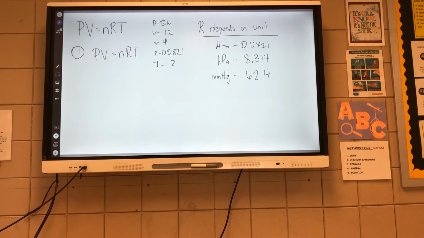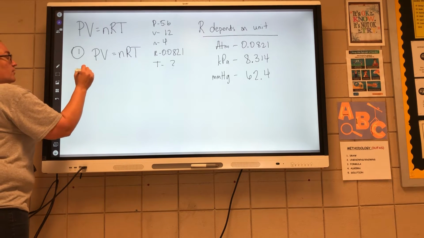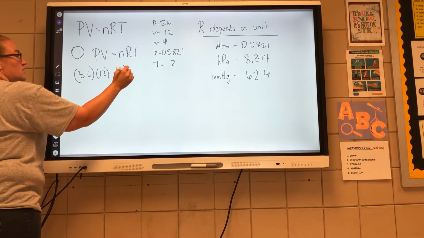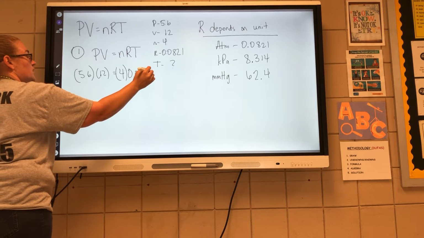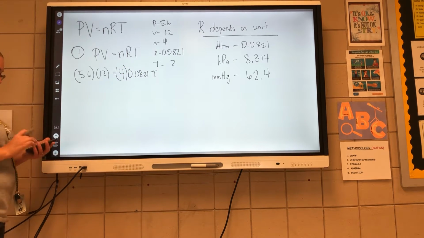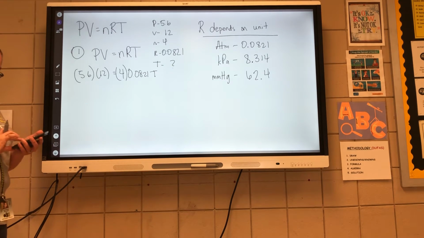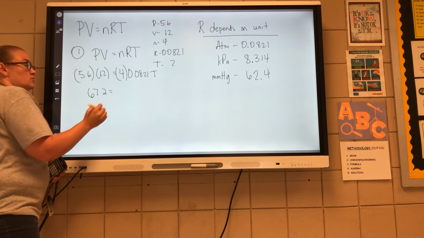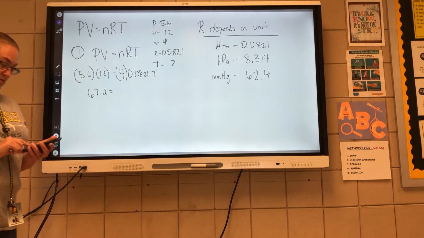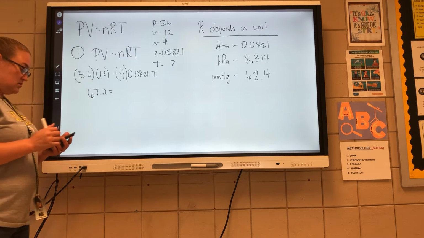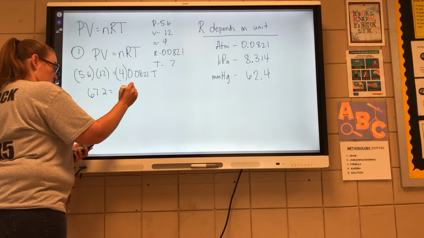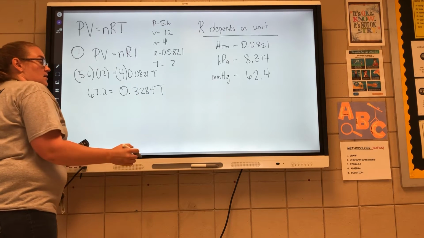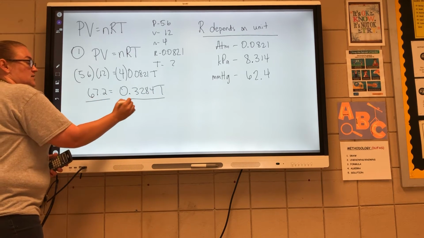Plug in, right? So I'm going to plug in 5.6 times 12 equals 4 times 0.0821 times T. I'm going to do 5.6 times 12, and that gives me 67.2 is equal to 0.3284 T. And so now I'm going to divide by that on both sides to get T by itself.